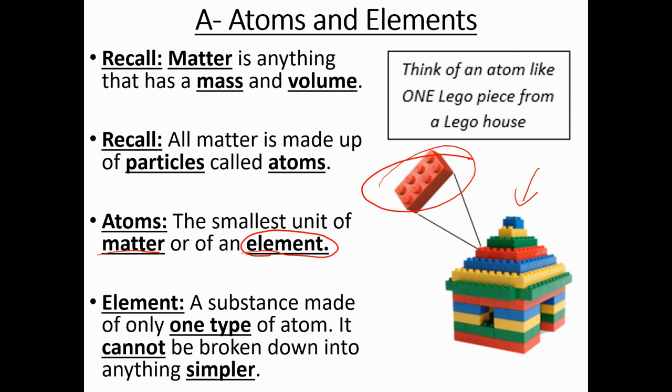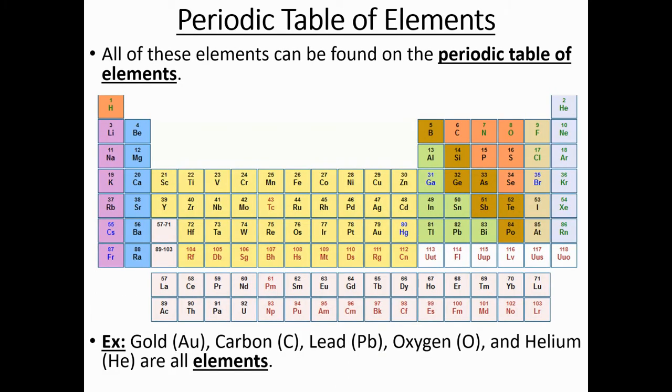So an element is a substance that's made up of only one type of atom, and you can't break it down to anything simpler. There's a lot of elements that exist, and you can find all of those elements on the periodic table of elements. So we saw the example of the Lego house. The little Lego pieces were like the individual atoms. So you had a red Lego, a blue Lego, a green Lego, a yellow Lego. Think of those as the elements. The different types of atoms that exist, like the different colors of Lego pieces, those are the elements.